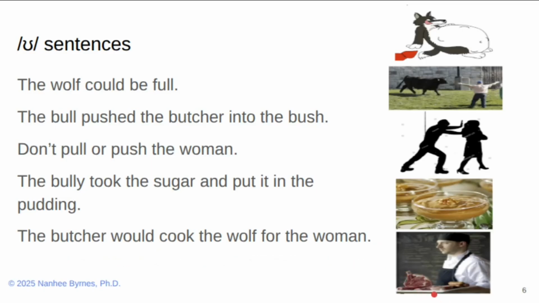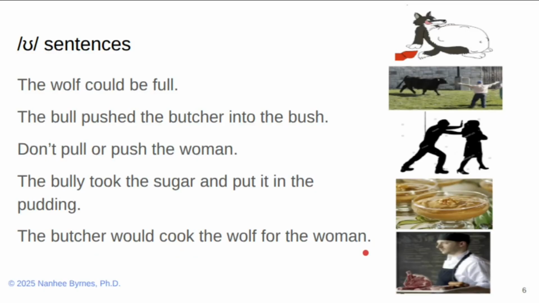These words have the lax ʊ sound. Wolf, could, full, bull, pushed, butcher, bush, pull, push, woman, bully, took, sugar, put, pudding, butcher, wood, cook, wolf, woman.